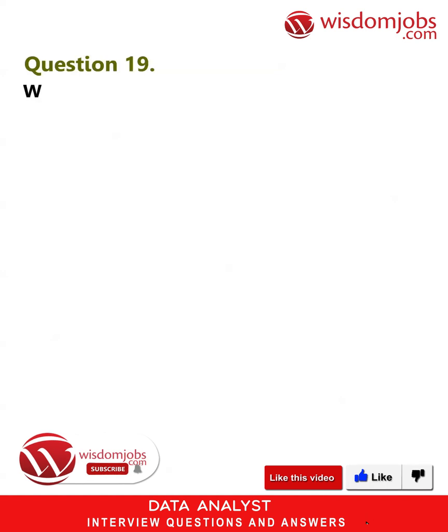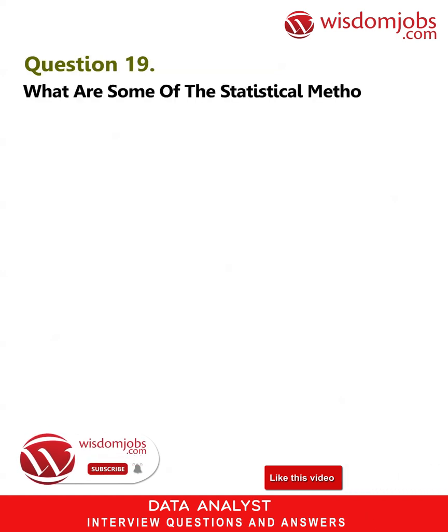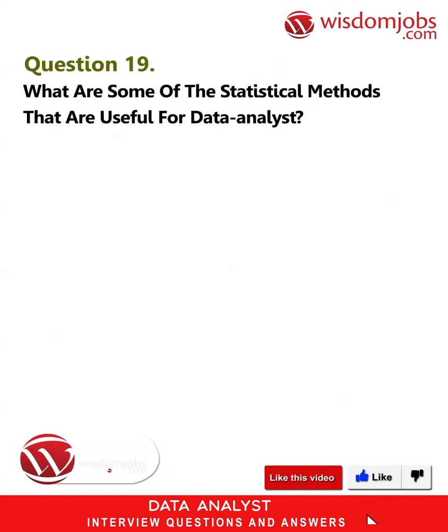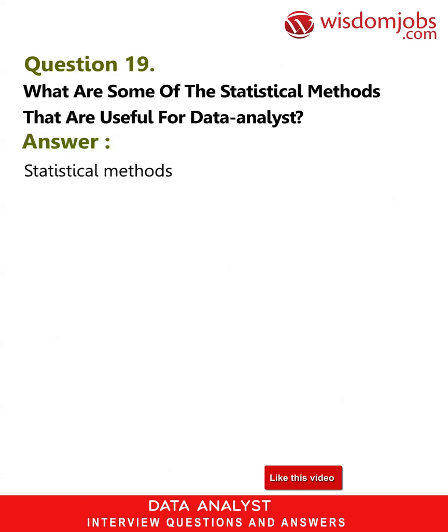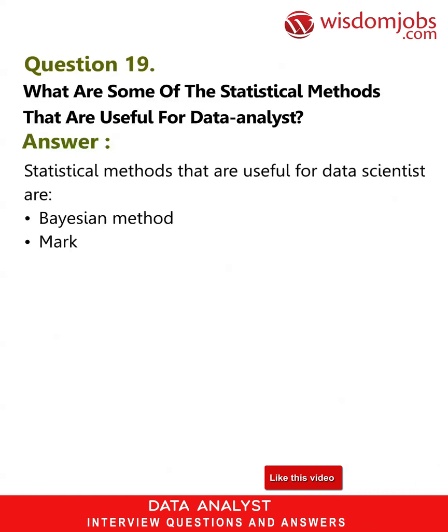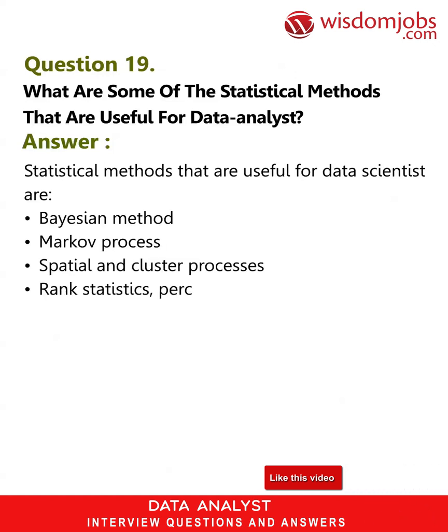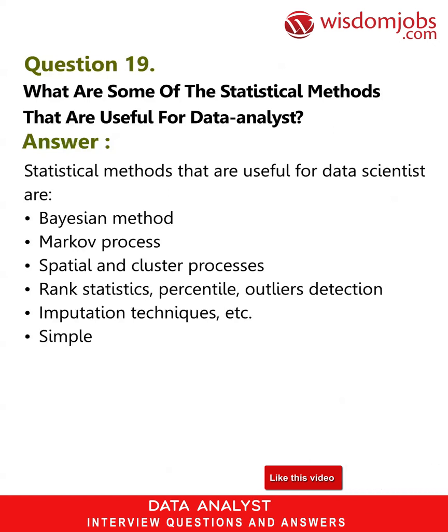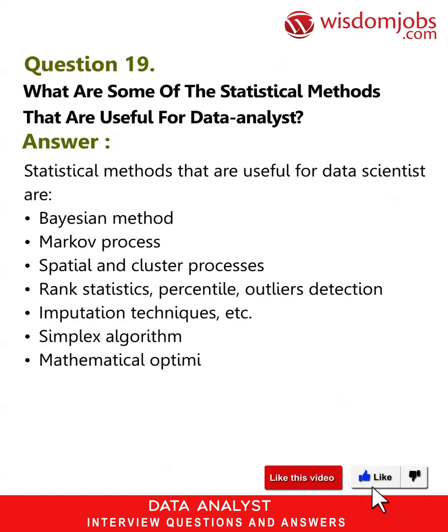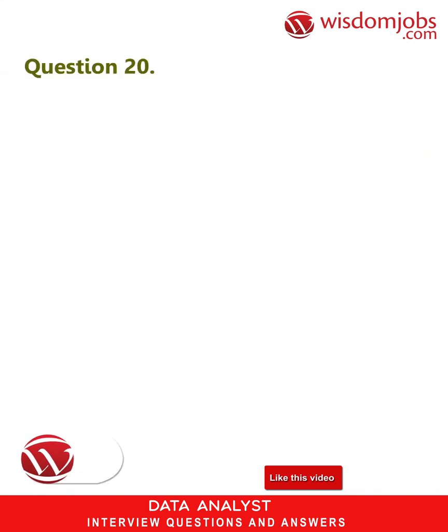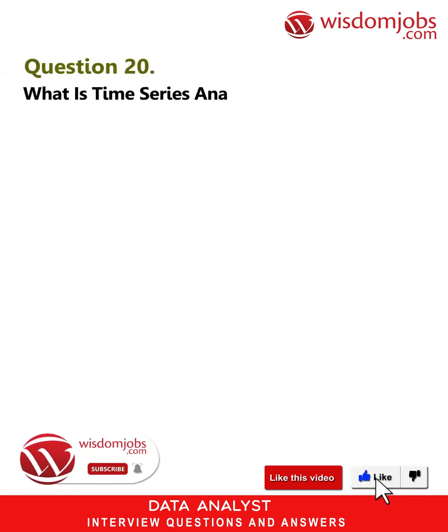Question 19. What are some of the statistical methods that are useful for a data analyst? Answer. Statistical methods that are useful for data scientists are Bayesian method, Markov process, spatial and cluster processes, rank statistics, percentile, outliers detection, imputation techniques, etc. Simplex algorithm, mathematical optimization. Question 20. What is time series analysis?